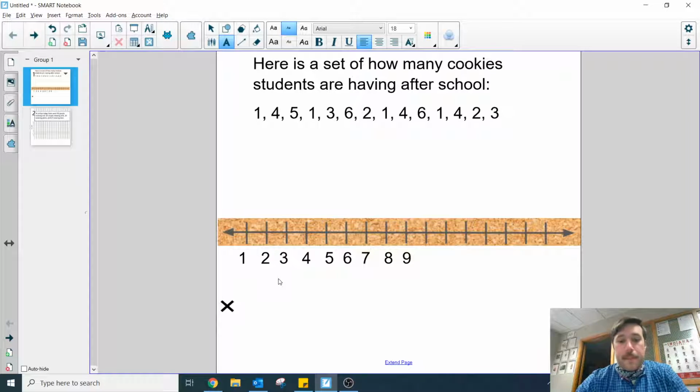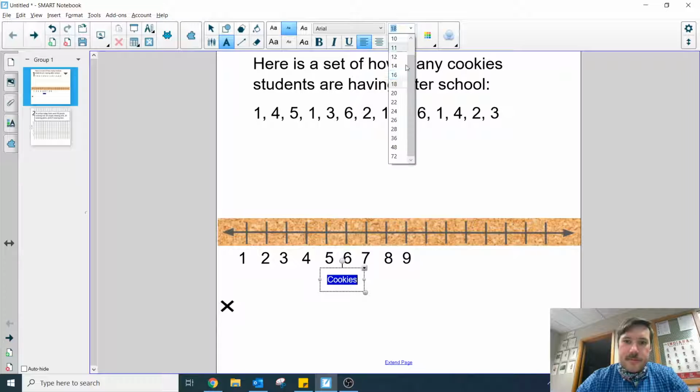So the first thing you need to do is label what these are. So these numbers, are they number of homes people own, number of animals people own? What are they? Well, my data says here's a set of how many cookies students are having after school. So I'm going to label this cookies. I'm going to make that just a little bit bigger.